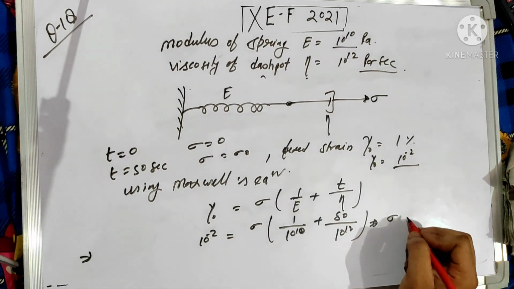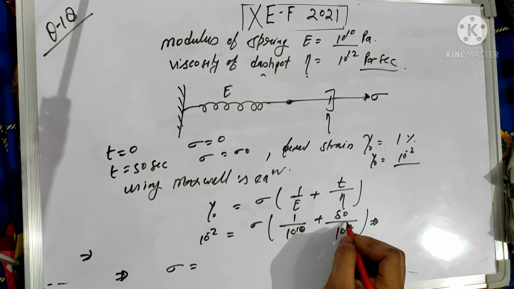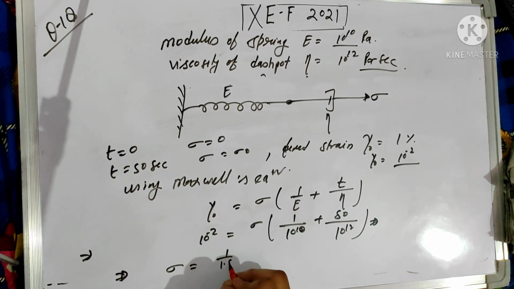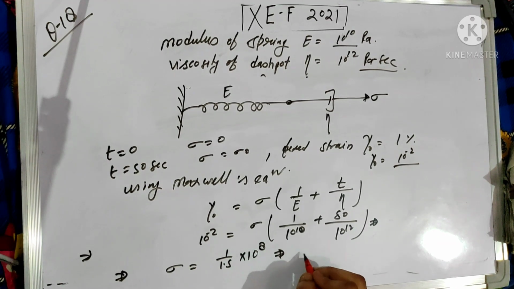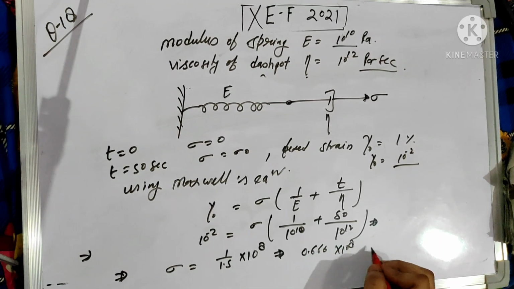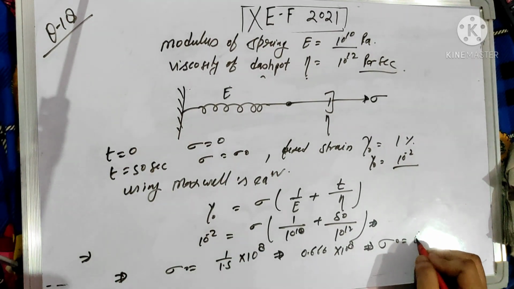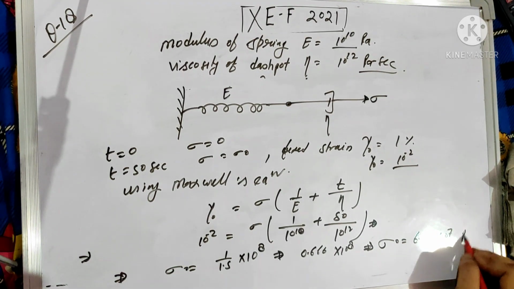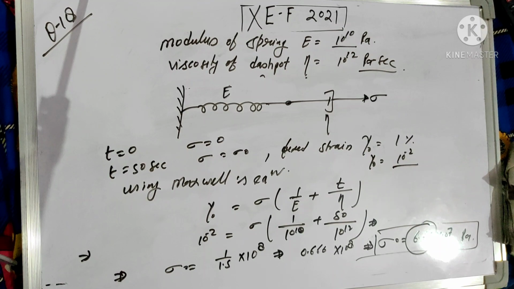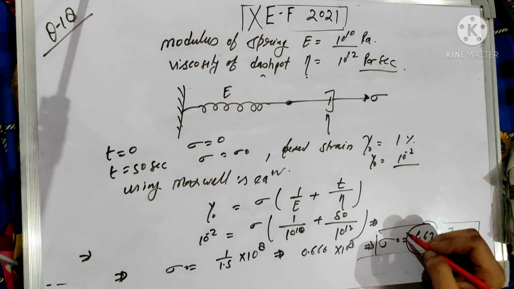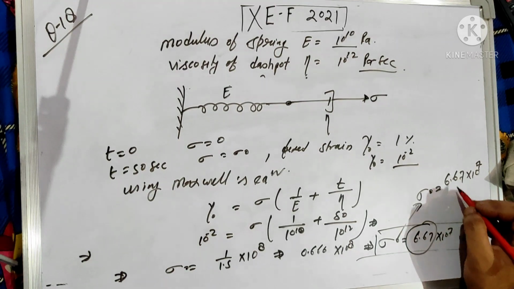After calculation you get sigma = 1 upon 1/5 into 10 to the power 8, then 0.666 into 10 to the power 8. So sigma naught is equal to 6.67 into 10 to the power 7 Pascal. So the answer is sigma naught = 6.67 into 10 power 7 Pascal. This is the answer.